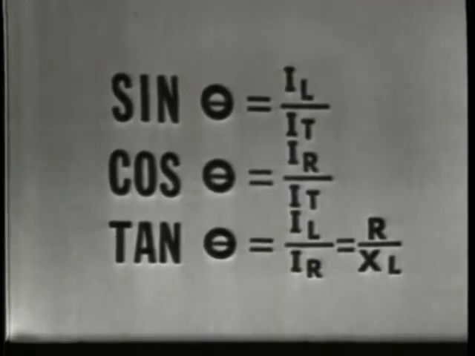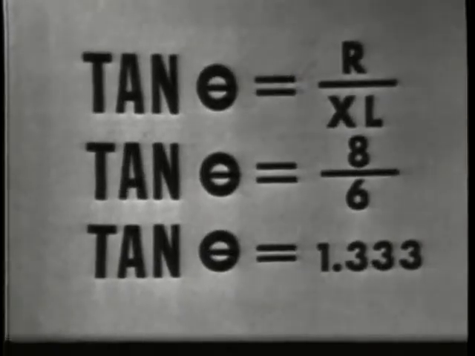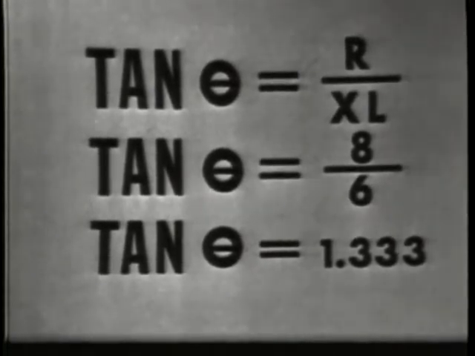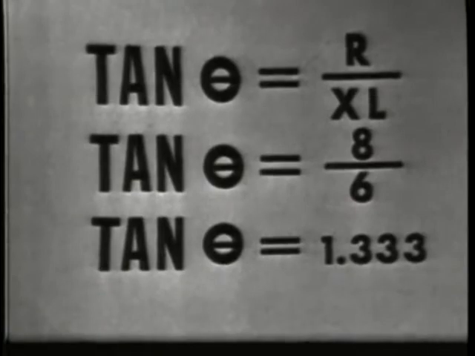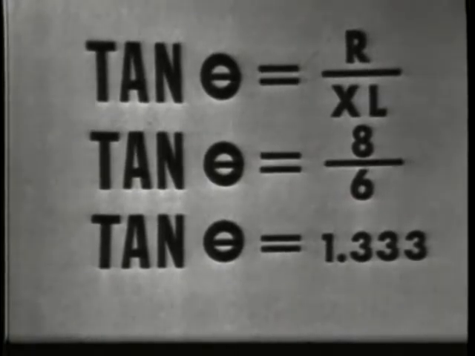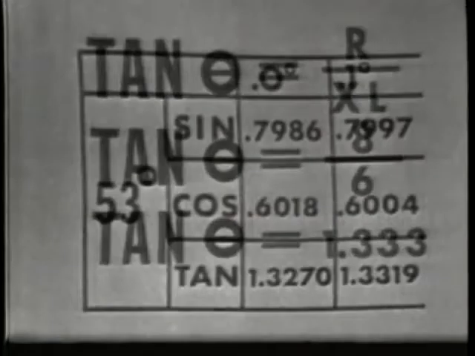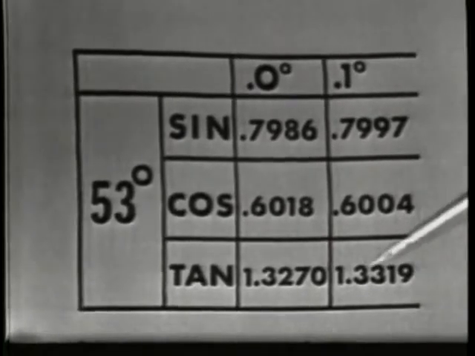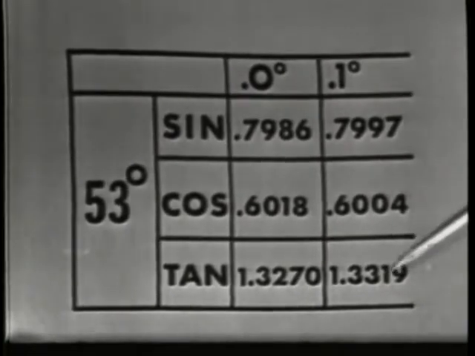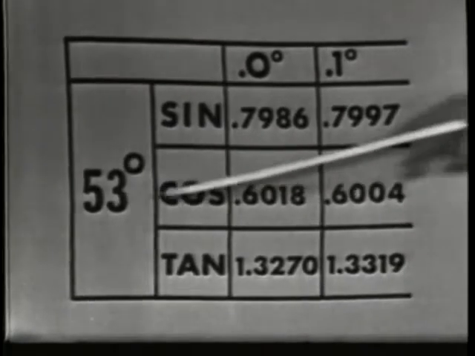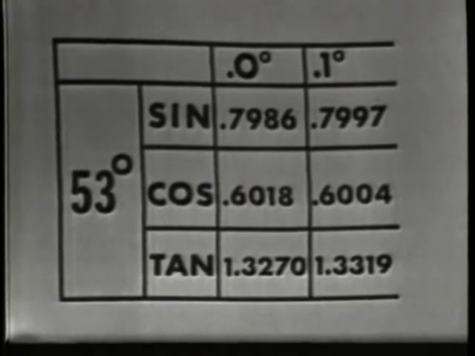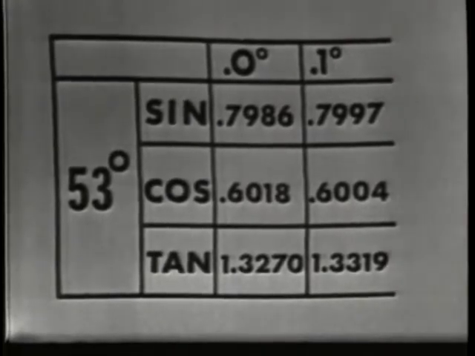In this circuit, the tangent is equal to R over XL, or 8 over 6. The tangent of angle theta is equal to 1.333. Going to the trig tables, angle theta could be found by finding the tangent closest to 1.333, which in this case is 1.3319, and that would give us an angle of 53.1 degrees. However, other trig functions may sometimes be more convenient.